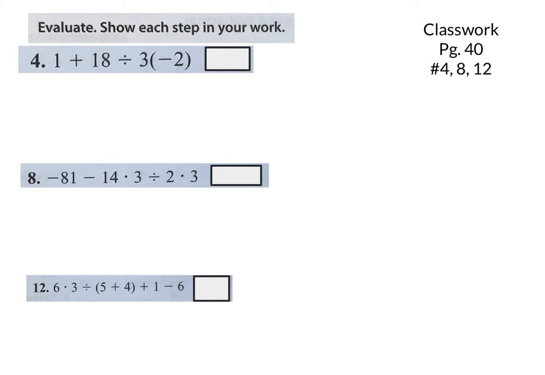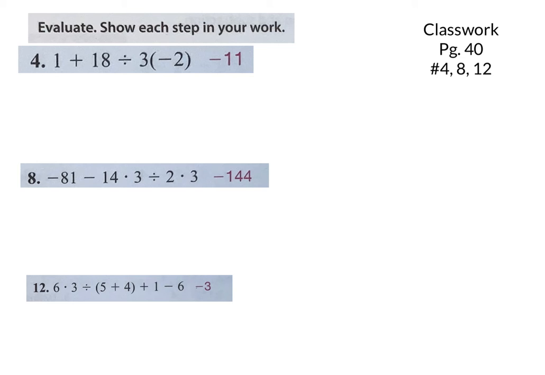For the first one, number 4, you should have gotten negative 11. For number 8, you should have gotten negative 144. And for number 12, negative 3. Does anybody need to see any of those? Number 8, anything else? How'd we do? All right, let's go through these 3.